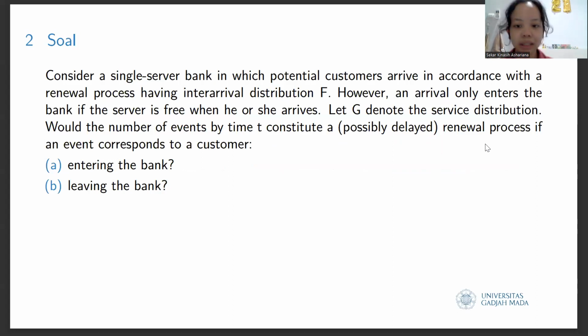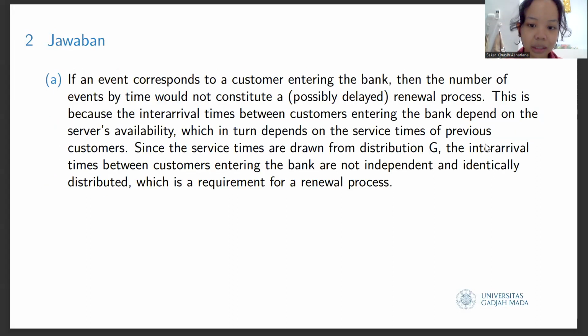We'll take a look at the question again. G is the service distribution, and therefore the inter-arrival times between customers entering the bank are not independent and identically distributed, which is a requirement for the renewal process. So if the event corresponds to a customer entering the bank, the number of events by time t would not constitute a possibly delayed renewal process because the inter-arrival times depend on the server's availability, which depends on the service times of the previous customers.